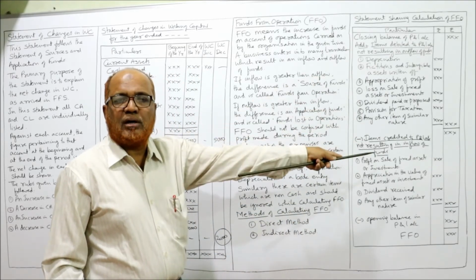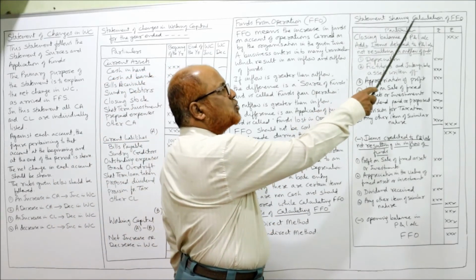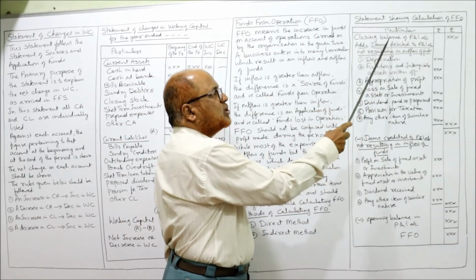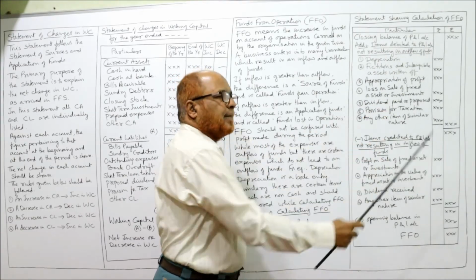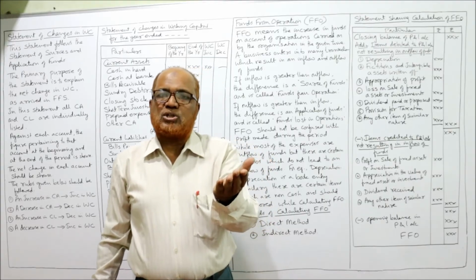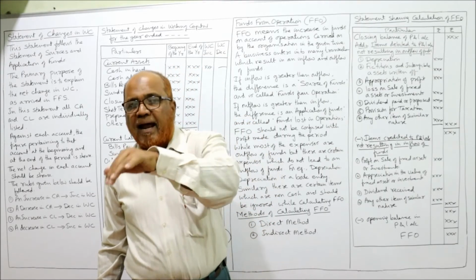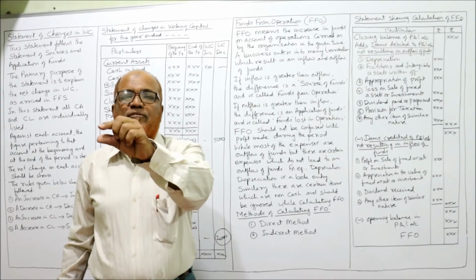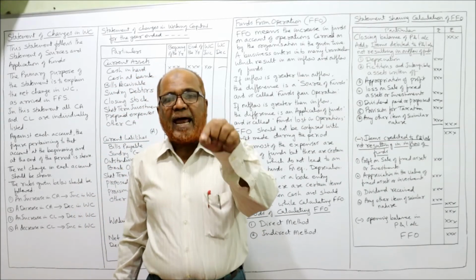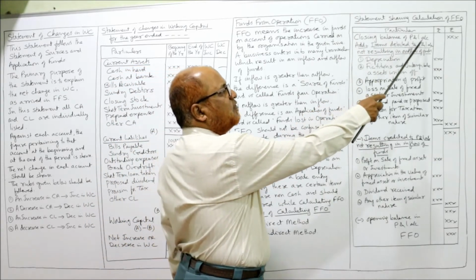So how to find out the funds from operation according to this indirect method? This is the statement: statement showing calculation of funds from operation. Closing balance of profit and loss account. In 2 balance sheets, last year, beginning of the year balance sheet, we will have the profit and loss account balance, and end of the year balance sheet, we will have the profit and loss account balance. So end of the year, we will take the closing balance of P&L account.